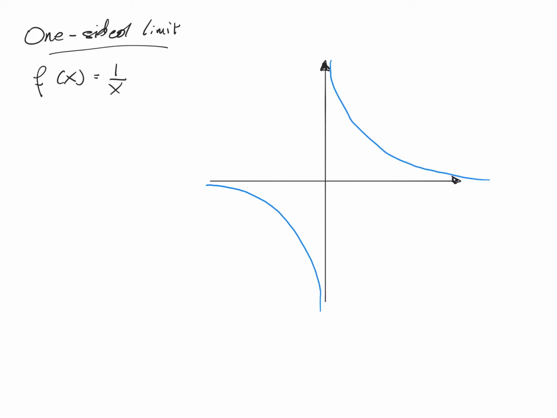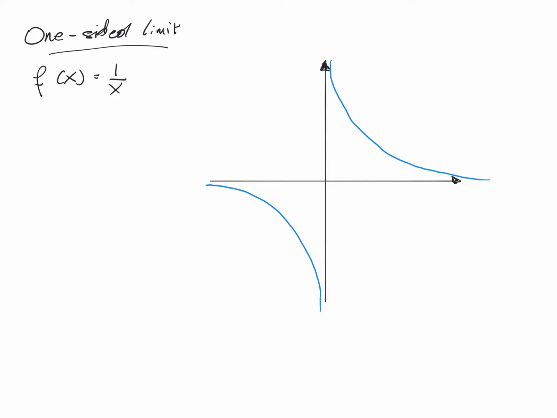Next to limits, we can also define one-sided limits. And take, for example, the function f of x is 1 divided by x. When we take a look at the function, we see that the limit for f of x for x going to 0 is not defined.